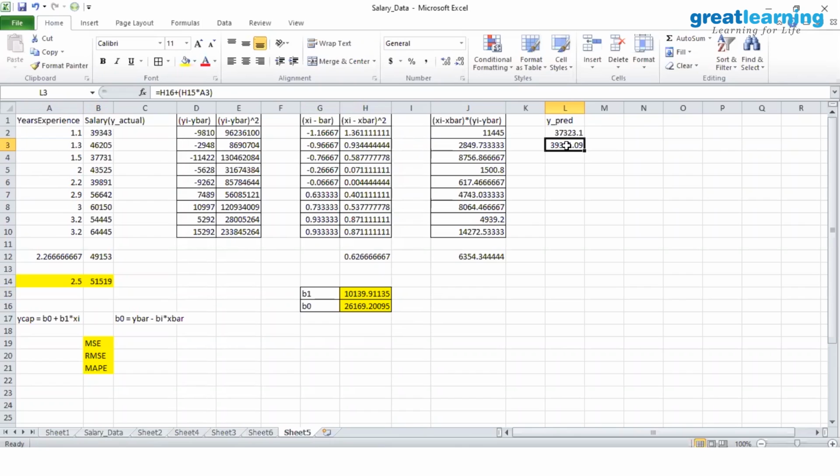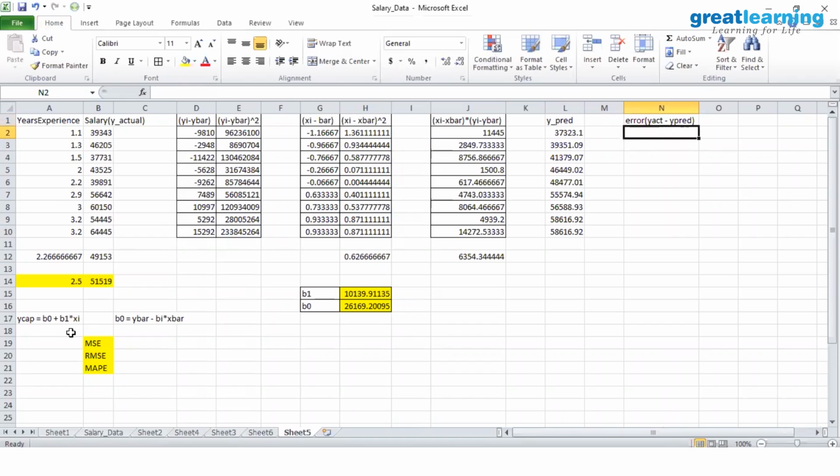I'll just fix these values. B0 and B1 I am not changing. So using the formula with these B0 and B1, I'm able to give the overall values of y-pred. Now I have to find what is the error. The error is given by y minus y-pred, y actual. To be more precise, y actual minus y predict.